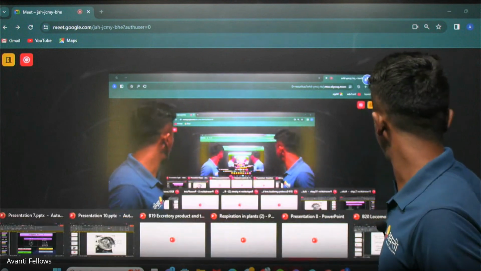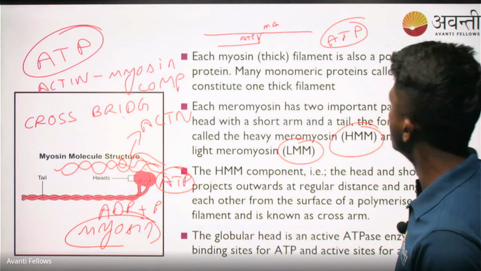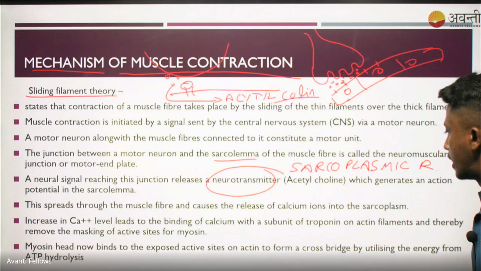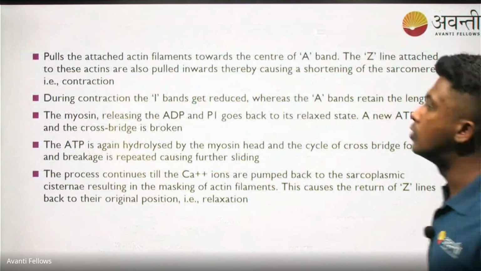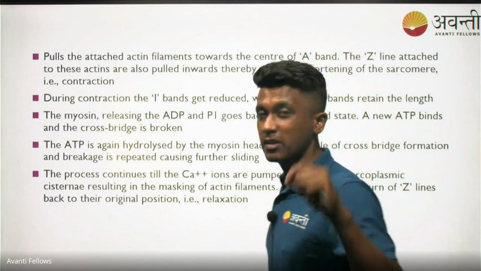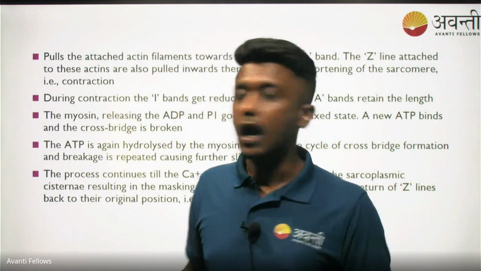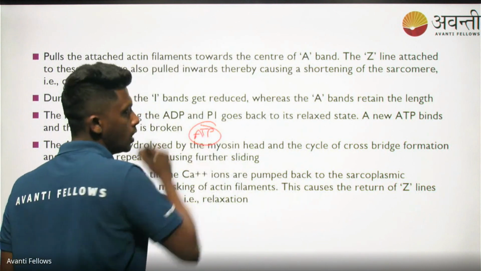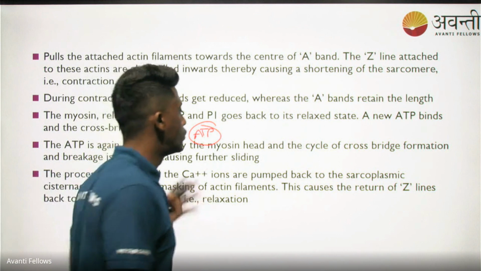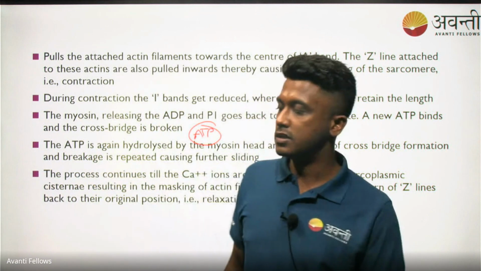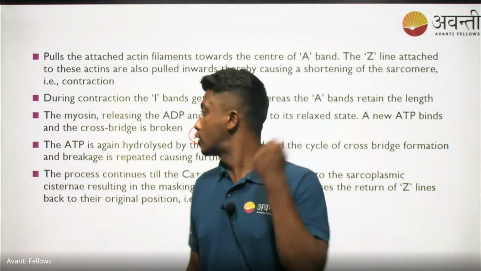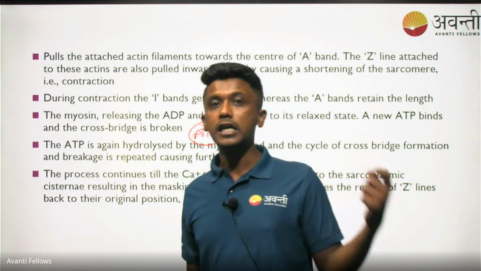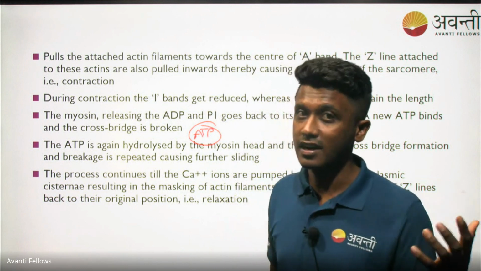So let's go for the next one. We understood how the cross bridge formation takes place and how your muscle contraction happens. Remember, until and unless we have ATP and calcium ions, we can have the muscle contraction. Once you don't have any more energy, the cross bridge formation cannot take place. When the cross bridge formation cannot take place, you cannot have muscle contraction. That is why ATP becomes a very integral part for the muscle contraction to happen.